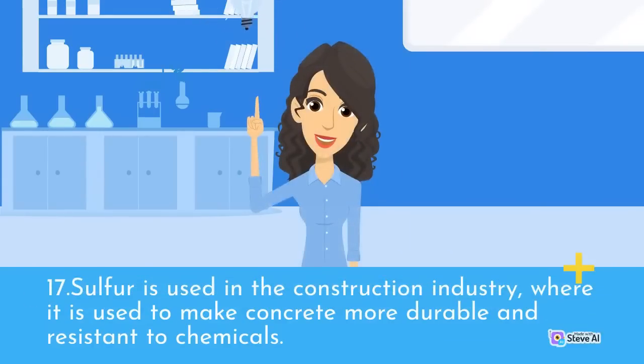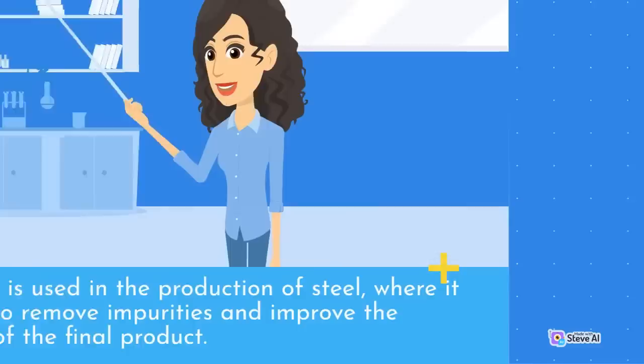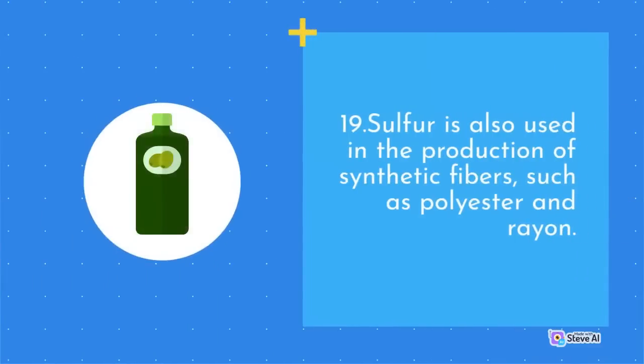17. Sulfur is used in the construction industry, where it is used to make concrete more durable and resistant to chemicals. 18. Sulfur is used in the production of steel, where it is used to remove impurities and improve the quality of the final product. 19. Sulfur is also used in the production of synthetic fibers, such as polyester and rayon.